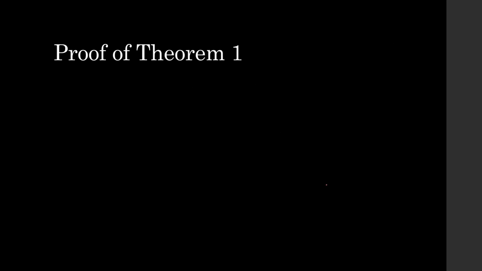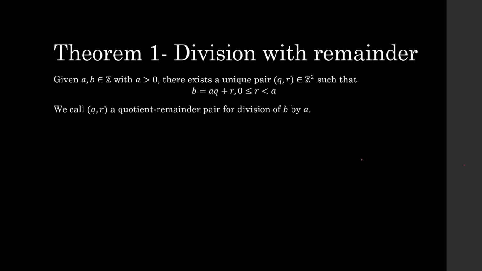So let's prove theorem 1, and I mean, what is there to prove? It seems quite intuitive, and it doesn't actually seem like we've got any theorem to talk about. Well, we want to prove that there is such a pair, and that the pair is unique, for all a, b belonging to the integers with a bigger than 0.